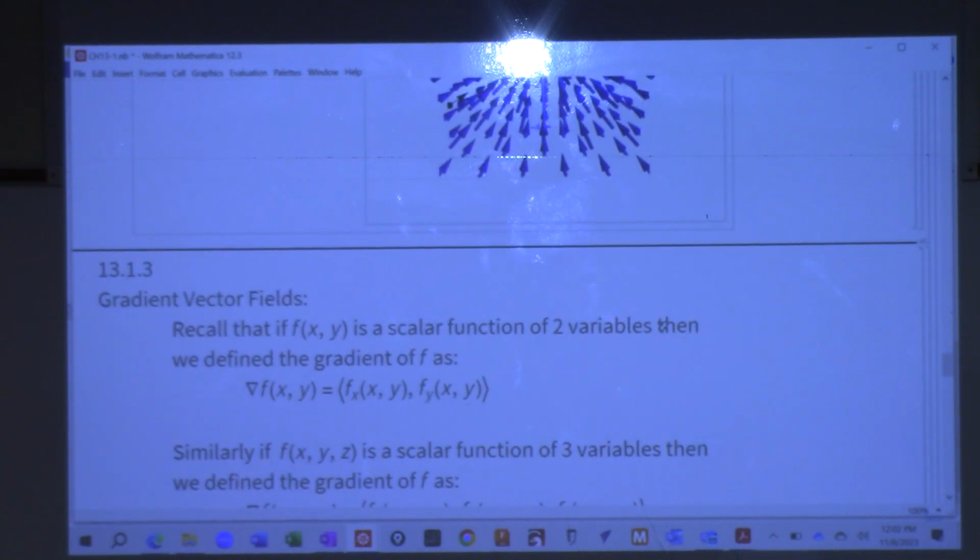All right, we're going to move on. You have the basic idea, right? That if you're given either two-dimensional or three-dimensional space, we can define a vector function on that space where you assign to every point in the space some vector.